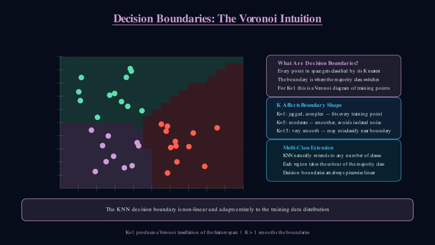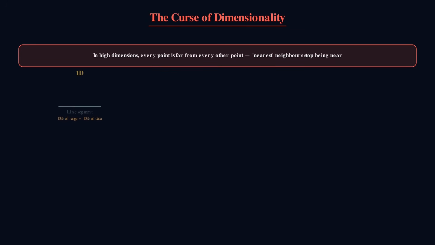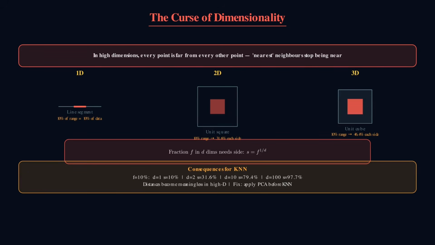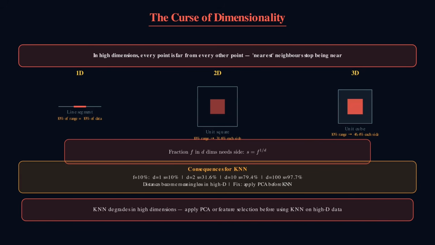Use cross-validation. Start with k equals the square root of your sample count. Always prefer odd k for binary problems to avoid tied votes. When k is small, the decision boundary is jagged and complex. When k is large, it smooths out, sometimes too much. This is the bias-variance trade-off playing out visually.